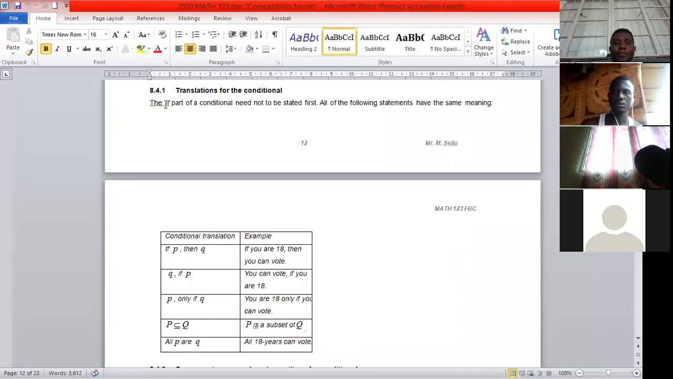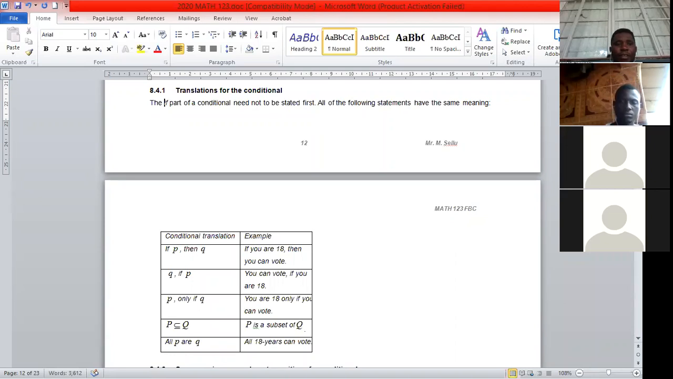So you know that the if part of a conditional need not be what's stated first. All of the following statements have the same meaning. If P, then Q. It simply means if you are 18, then you can vote. Q, if P: you can vote if you are 18. P only if Q: you are 18 only if you can vote.